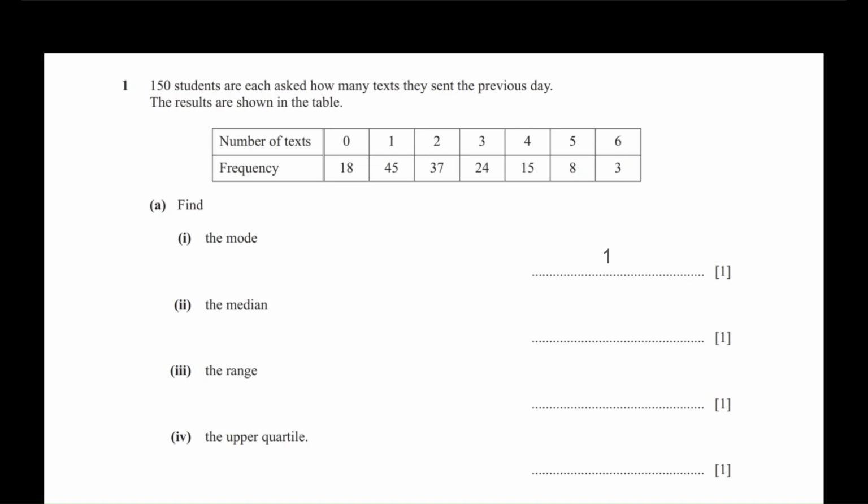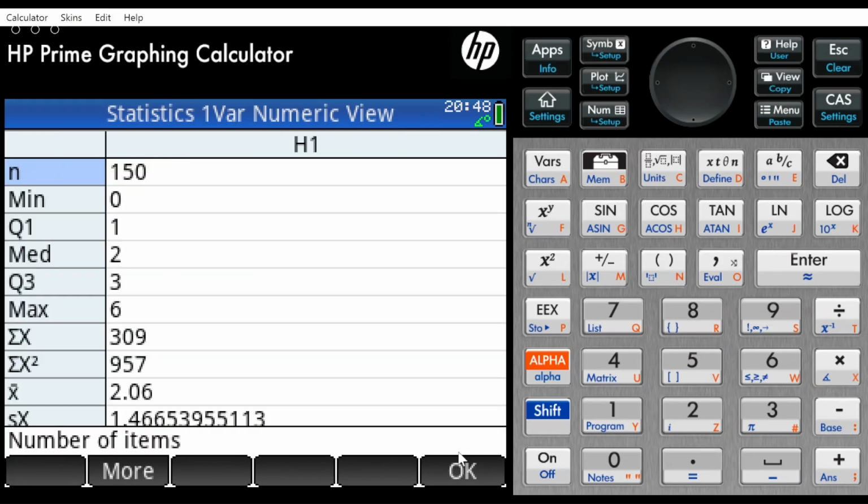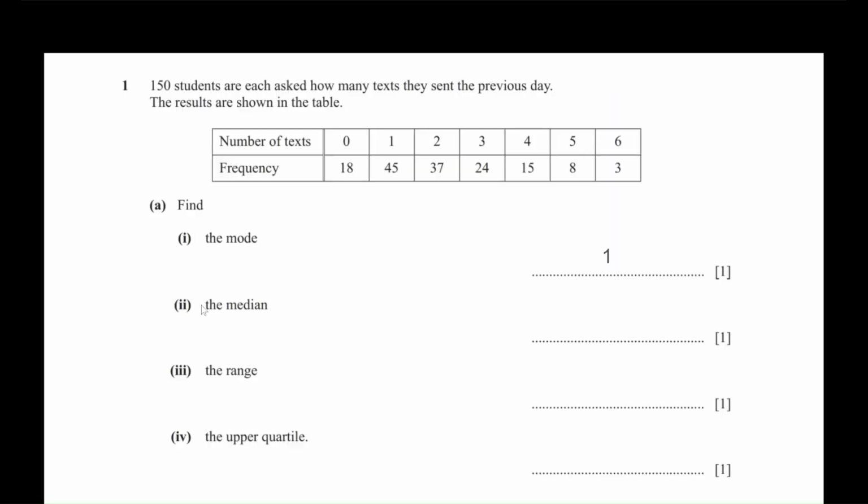So we'll be going back to the calculator, and we will go to Stats. The median is here, and the median is 2. Go back to the question. So our answer to question II, which is the median, is 2.